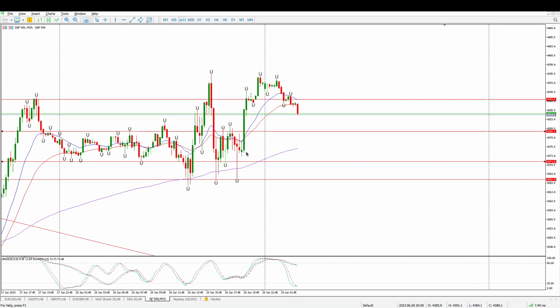Pay attention to this gap down here. We could very well test 43.72. And we do have some data coming out today, so watch out for that as well.